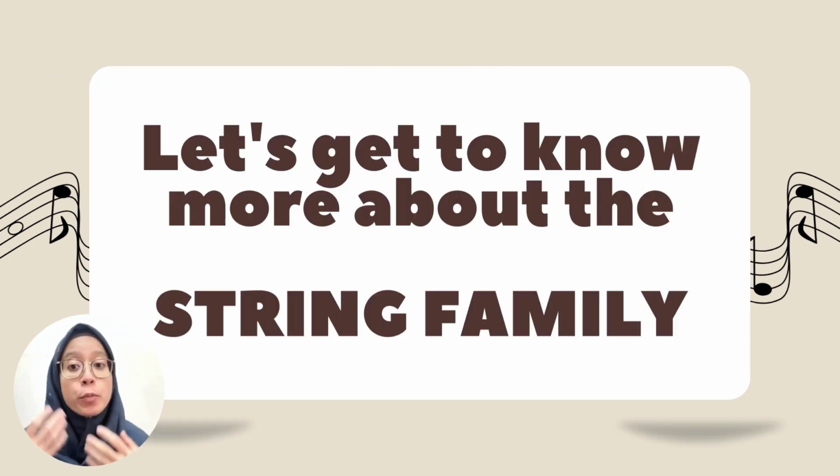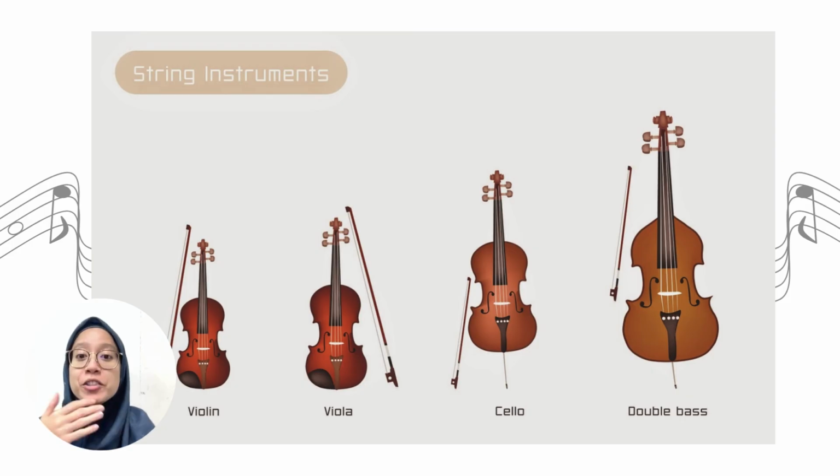Before we learn the violin, let's get to know more about the string family. The string family consists of four instruments. The smallest will be the violin, followed by the viola, cello, and the biggest will be the double bass. The violin has the highest pitch and the double bass has the lowest pitch. All four instruments use the bow and they can be played by plucking the strings too.